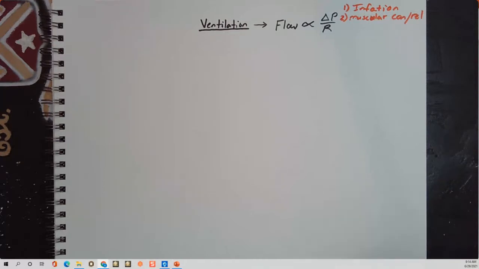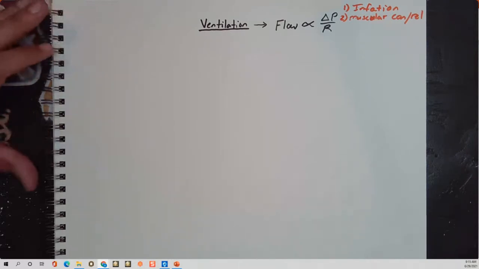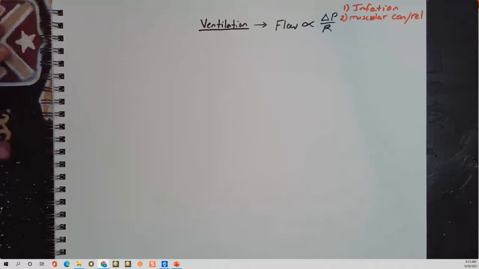Good. I'm glad we don't have to think about the inflation of our lungs. That would suck. But you guys are officially master physiologists now. Therefore, you need to know how those lungs stay inflated. All right, so these are going to be the two major things we discussed today. Hopefully we can get through these in record speed.